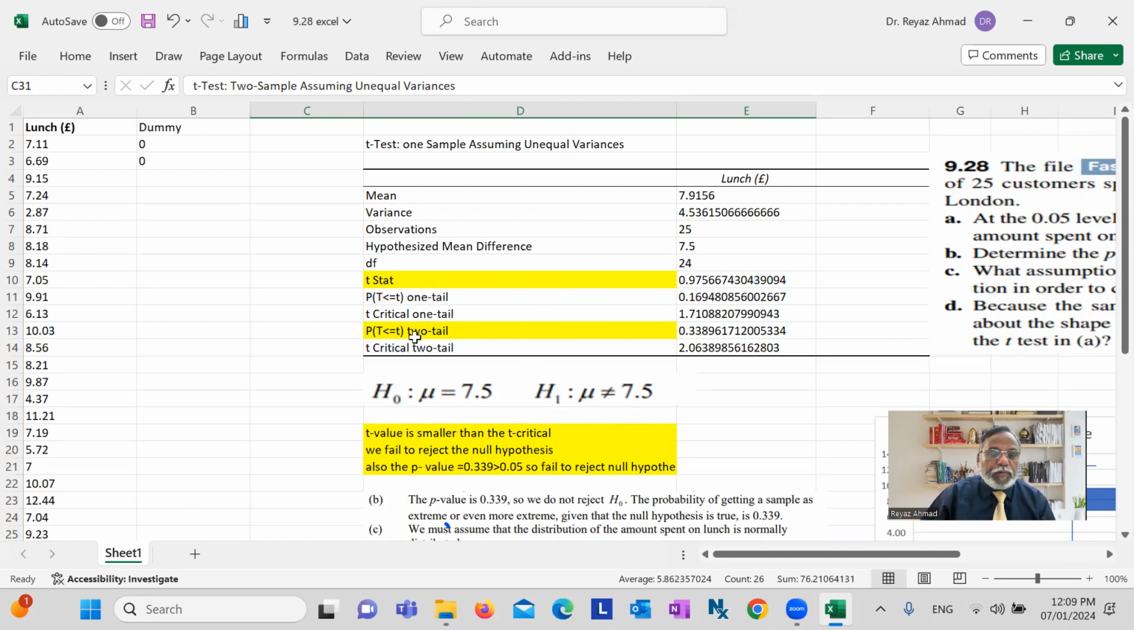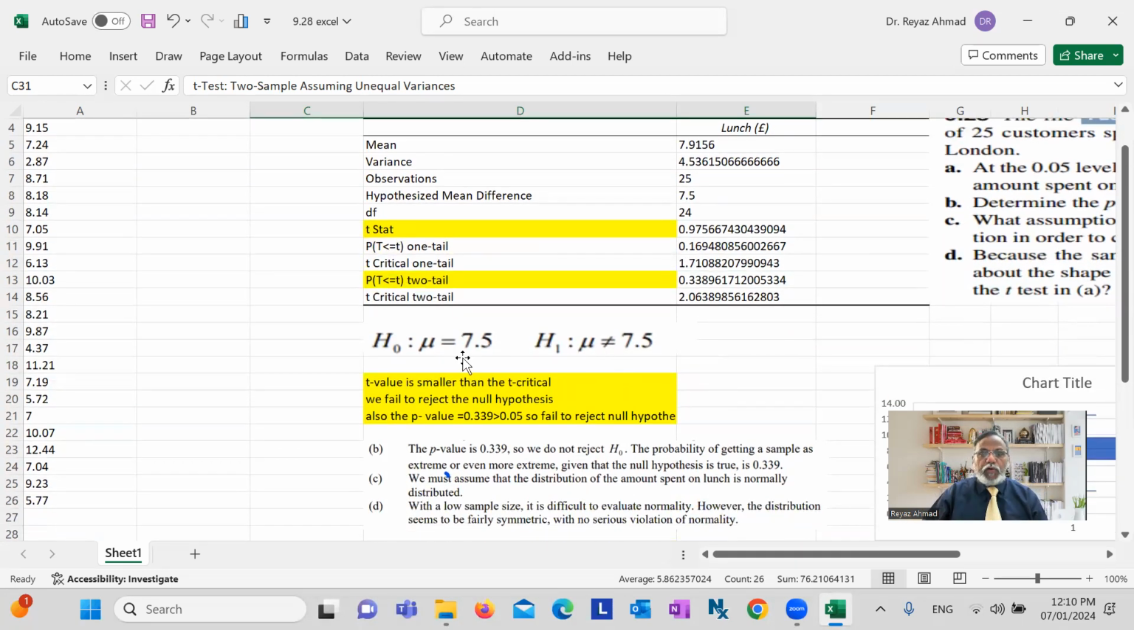You will be taking the probability for the two-tailed test as well as the T-critical two-tailed test. So these three things, 1, 2, 3, are going to be used for answering our questions. Now to answer whether this is true or that is true, I will be comparing my T statistic with the T-critical of the two-tailed test. Look over here, our T critical is 2.06 and T stat is 0.97.